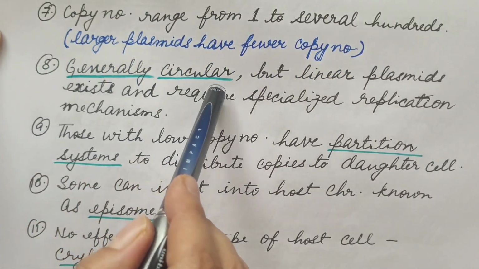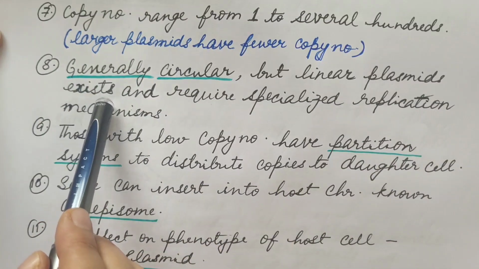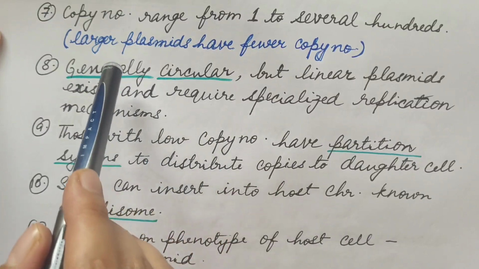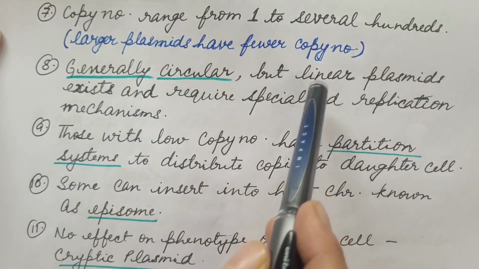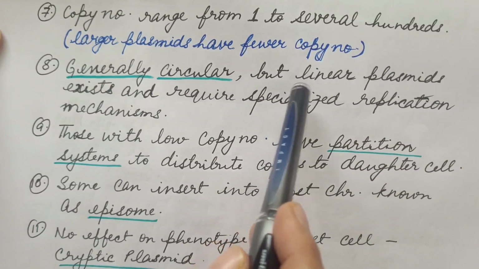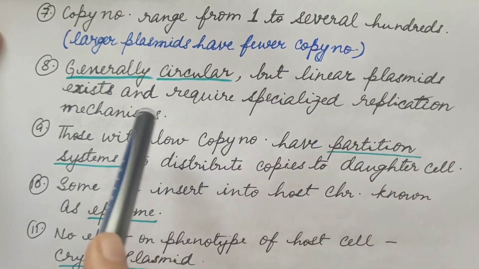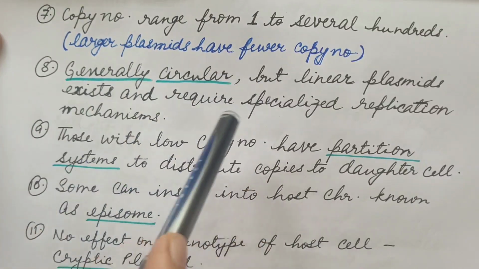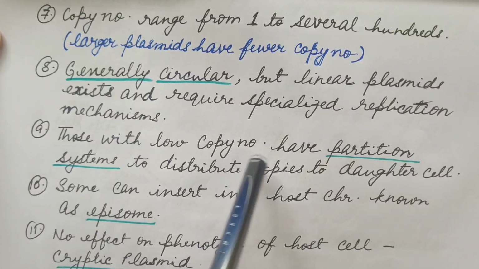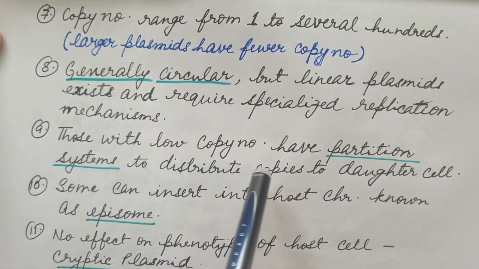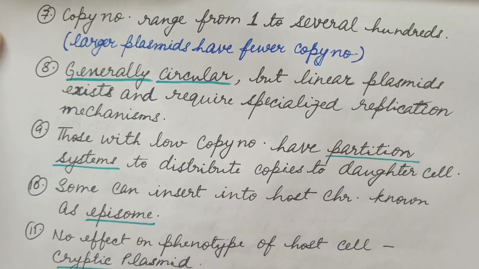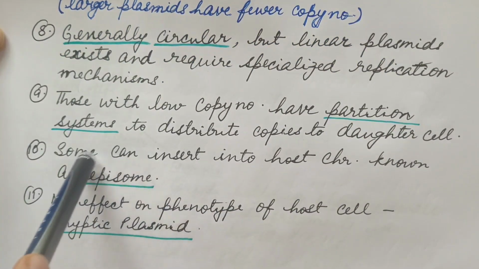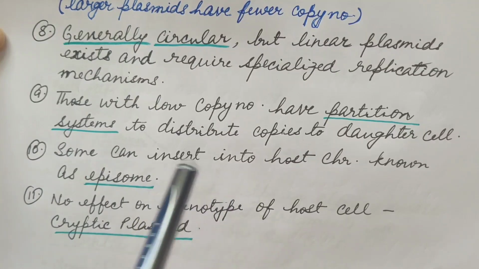These are generally circular, but linear plasmids exist and require specialized replication mechanisms. So mostly these are circular, but in some cases linear plasmids also exist and these require some special replication mechanism which is different from the circular plasmid replication mechanism. Those with low copy number have partition systems to distribute copies to daughter cell. Some can insert into host chromosome known as episome. This we will discuss in detail in next part of this video.